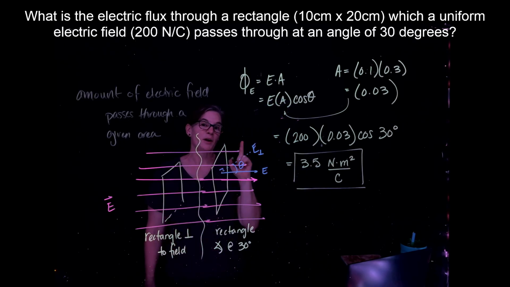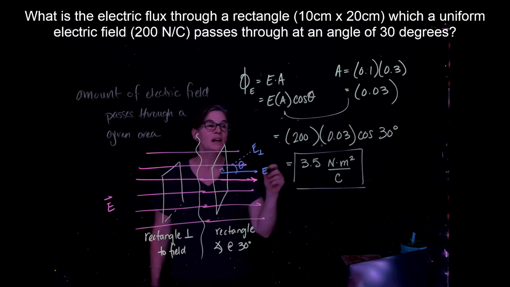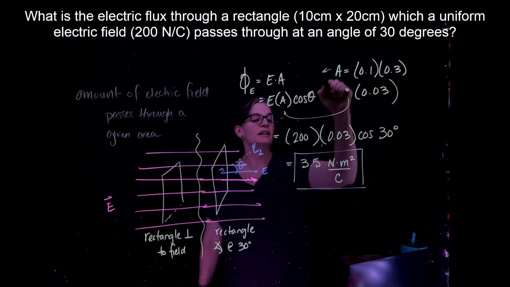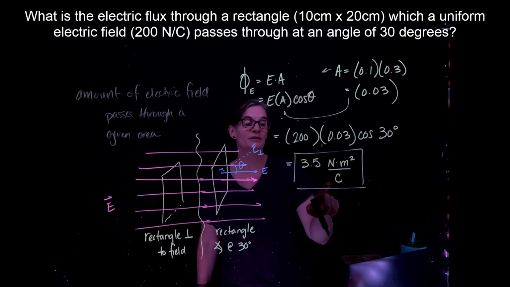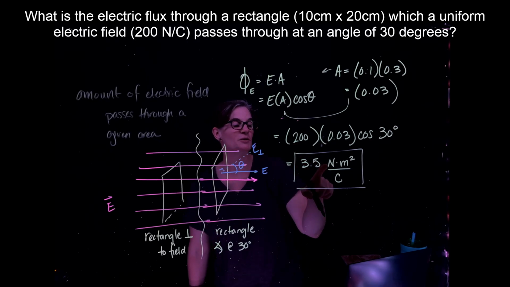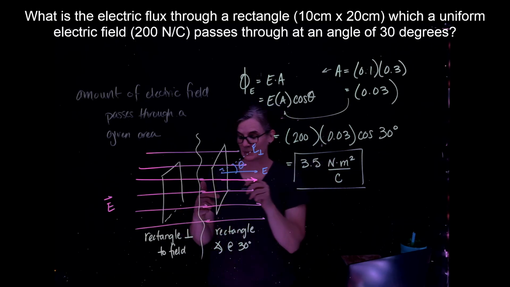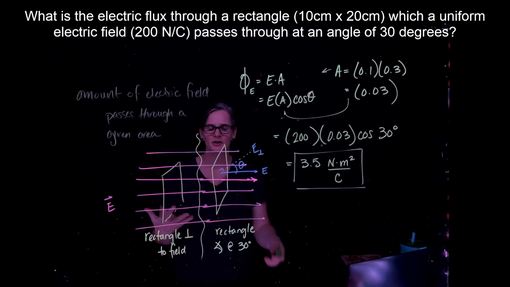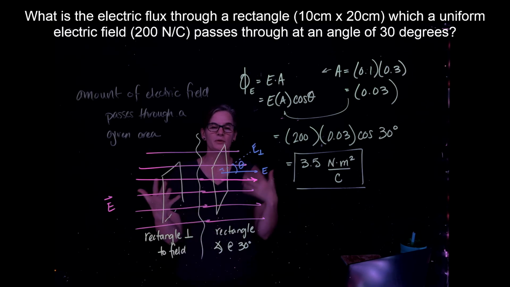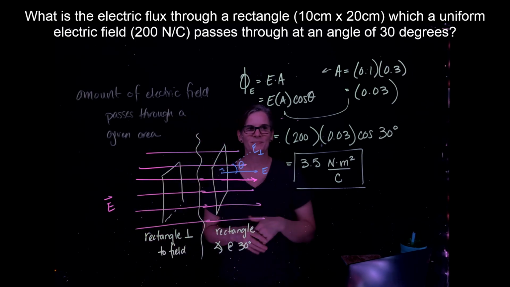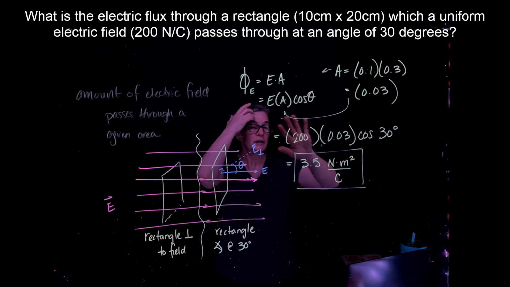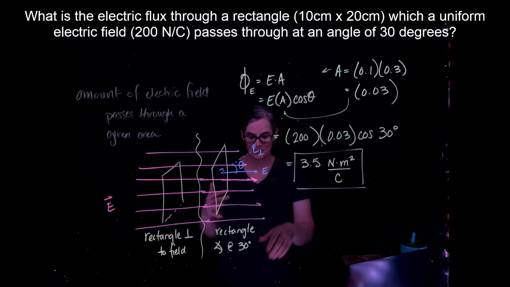All right, so a couple things to pay attention to. First, if our field is in newtons per coulomb, our area needs to be in meters squared to get that standard unit of flux, which is newton meters squared per coulomb. Okay, pretty straightforward example of how we use electric flux.